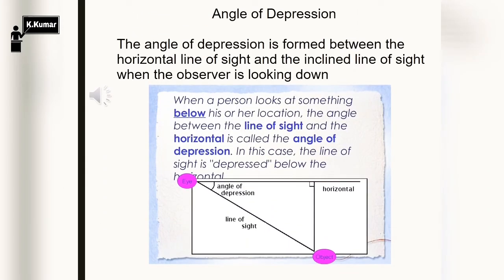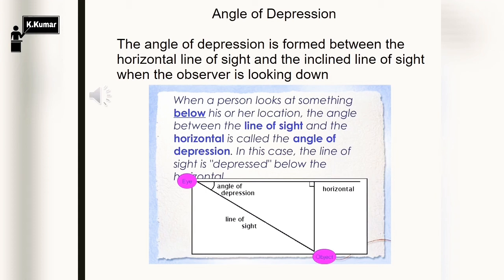Angle of depression. The angle of depression is formed between the horizontal line of sight and the inclined line of sight when the observer is looking down. When a person looks at something below his or her location, the angle between the line of sight and the horizontal is called the angle of depression. In this case, the line of sight is depressed below the horizontal.